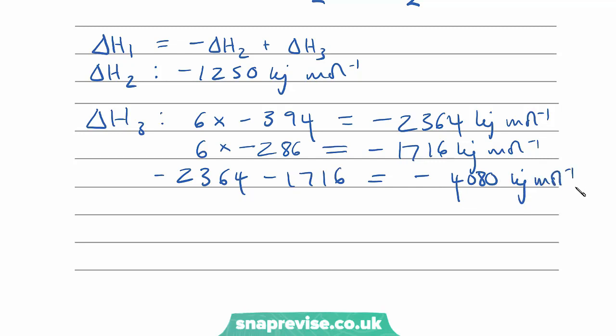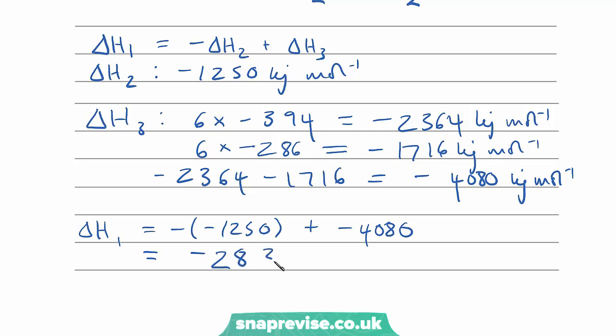So now I can go ahead and work out delta H1, as we know that delta H1 is equal to minus delta H2 plus delta H3. So that's minus 1,250 plus minus 4,080 to give us a total of minus 2,830 kilojoules per mole.